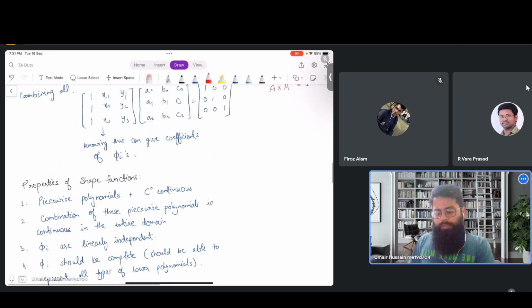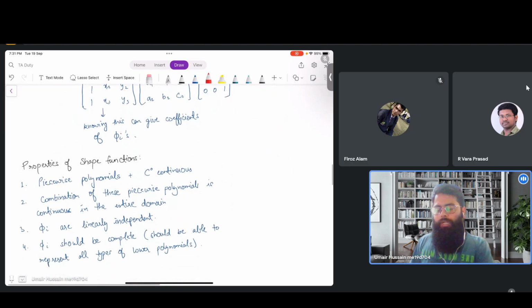Next, what are some properties of these shape functions or approximation functions? Firstly, they should be piecewise polynomials and should have C0 continuity. Secondly, the combination of these piecewise polynomials should be continuous in the entire domain. Third, these approximation functions should be linearly independent. And fourth, these approximation functions should be complete.